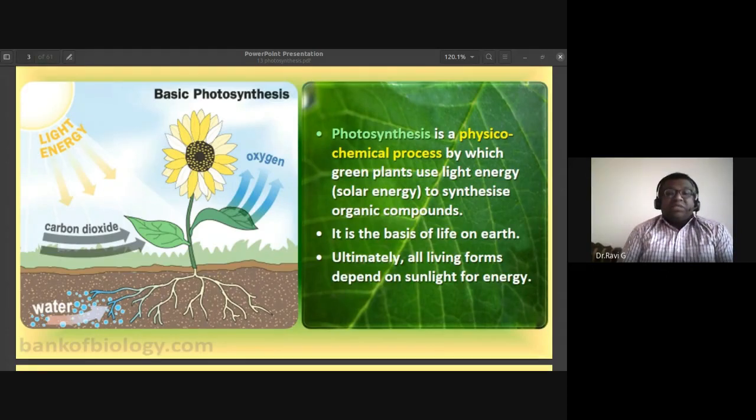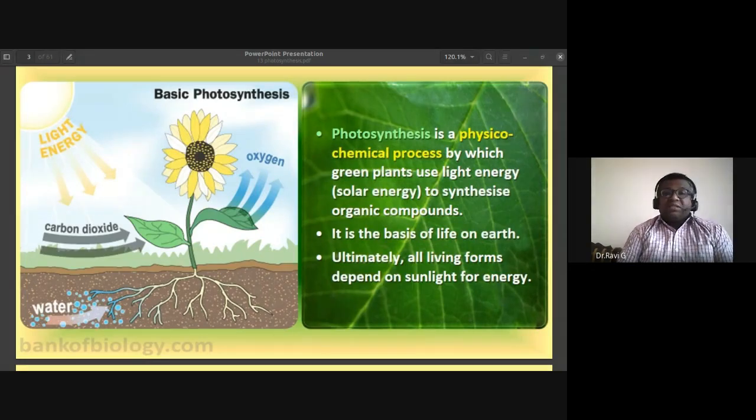So 6 carbon dioxide plus 6 water, in presence of chlorophyll and a photon of light, h nu, we are going to get glucose plus 6 oxygen plus 6 water molecules. So 6 oxygen is liberated. A diatomic molecule of oxygen is liberated during this photosynthesis process.